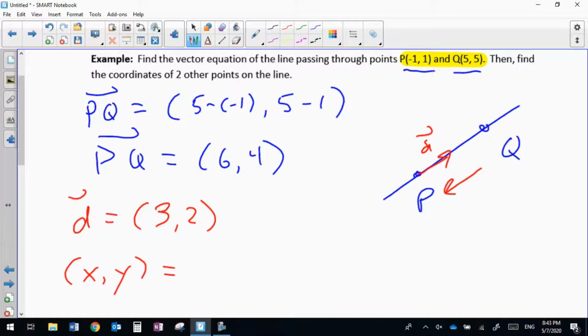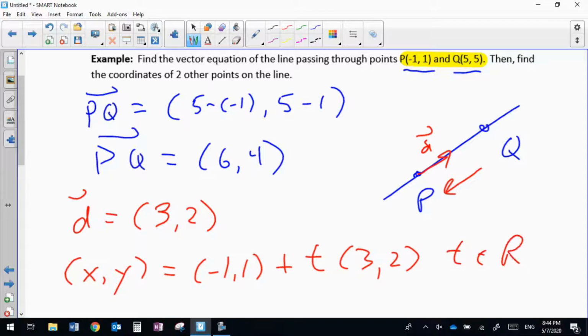I'll choose the first point as my initial point, -1, 1, plus any multiple of my direction vector, where t is any real number. I don't have to use t for my parameter, it's just very common. S is also very common to use for parameters. Notice the vector equation of a line is not unique.